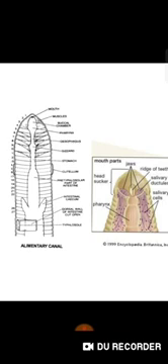And the next one is the crop. The crop is the longest part of the alimentary canal, and it occupies the 9th to 18th segments. And the next one is the stomach. It occupies the 19th segment. After the stomach the intestine is there.